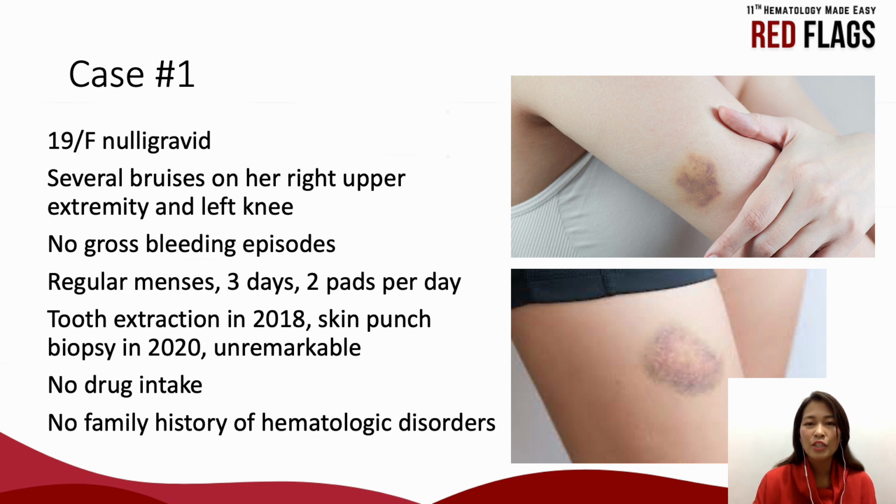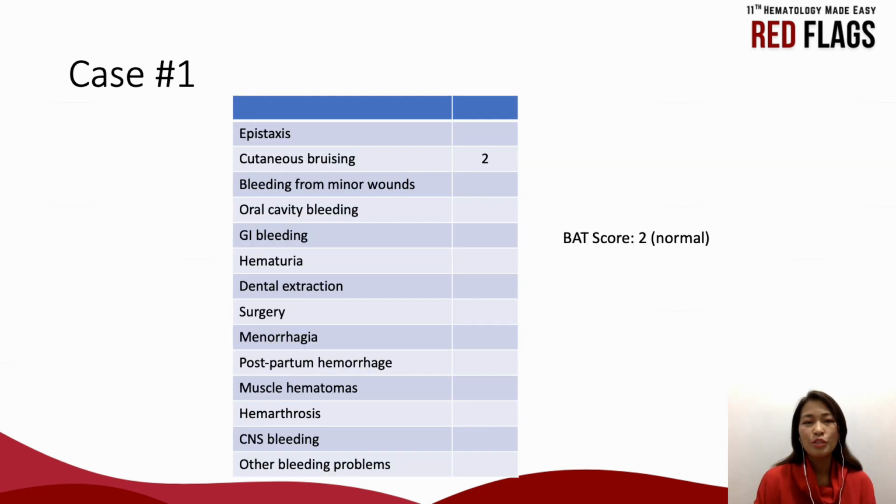As for hemostatic challenges in the past, she had a tooth extraction back in 2018 and a skin punch biopsy in 2020, both of which had no complications. Her drug history and family history were both negative. If we were to use the bleeding assessment tool, she will only get a score of 2 for cutaneous bruising, which is not supportive of an underlying bleeding disorder.